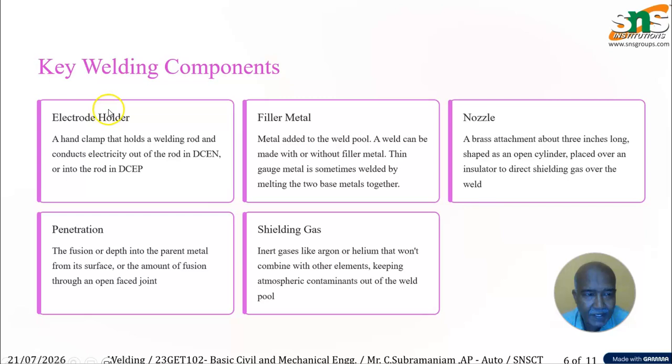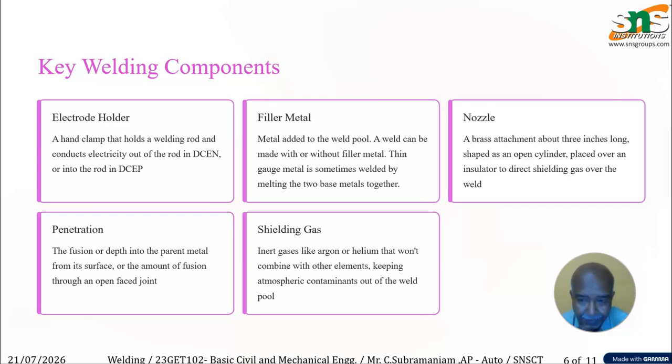And the welding components are the electrode holder, filler material, nozzle, penetration, and shielding gas. The shielding gas is mostly provided as an inert gas such as argon or helium, which does not combine with other elements, keeping atmospheric contaminants out of the weld pool itself. The electrode holder is a hand clamp which holds the welding rod and carries the electricity also. The filler material is the metal added to the weld pool. A weld can be made without filler material itself.